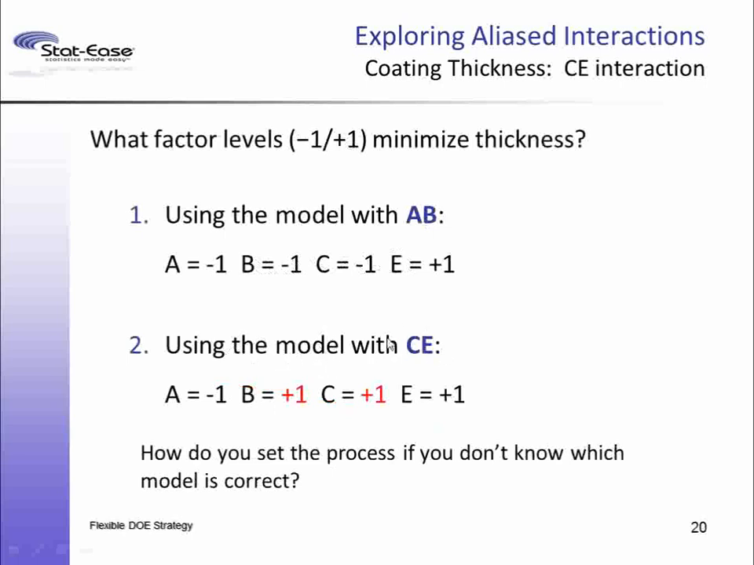Alternatively, if we use the model with the CE interaction, then both B and C end up being set to their high levels. How do we set up the process if we don't know which model is the correct one? In this case, subject matter knowledge is simply not going to do, because either of these could be correct. So we're forced into the situation where we really do have to augment this design and decouple the A-B and the CE interactions.